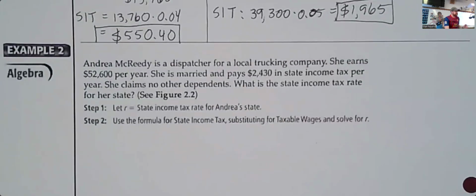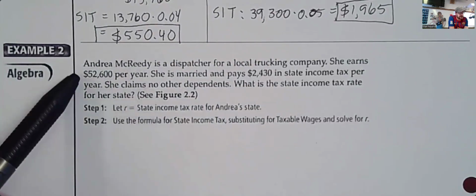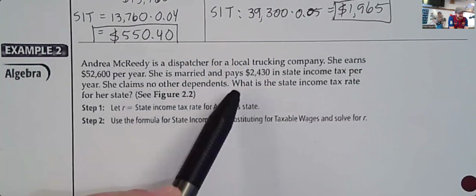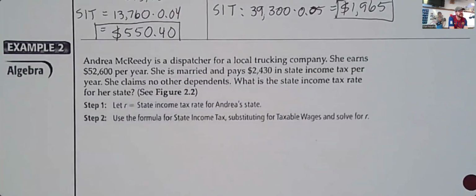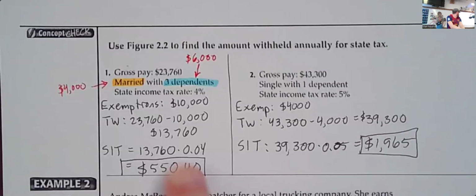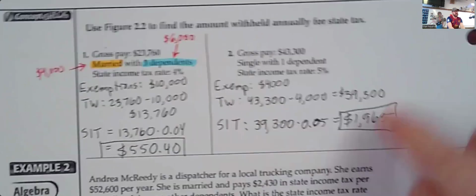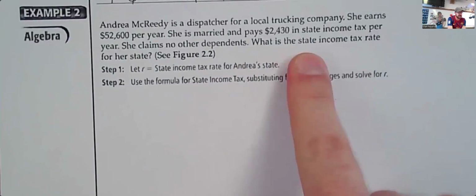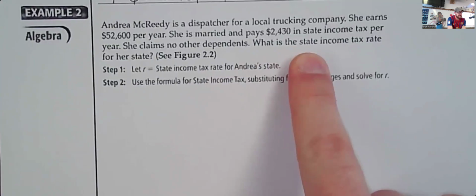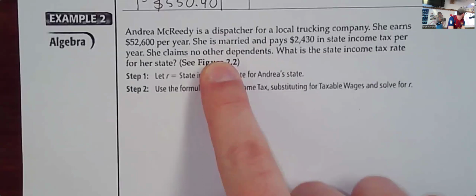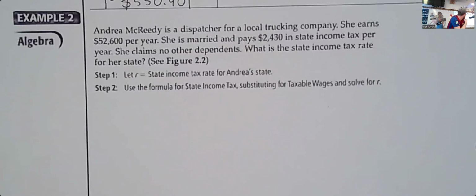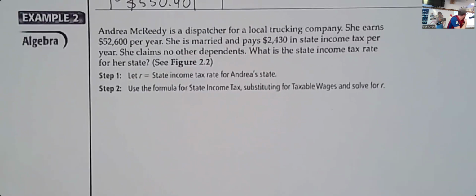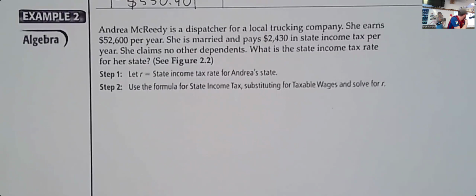So Andrea McReady is a dispatcher for a local trucking company. She earns $52,600 per year. She's married and pays $2,430 in state income tax per year. So it tells us how much she's paying per year in state income tax. So we're given the total amount of state income tax. We have to figure out the income tax rate. So she's married and she claims no other dependents. All right. So we're just going to say R is equal to the state tax rate for Andrea's state. Use the formula for state income tax, substituting the taxable wages and solve for R.